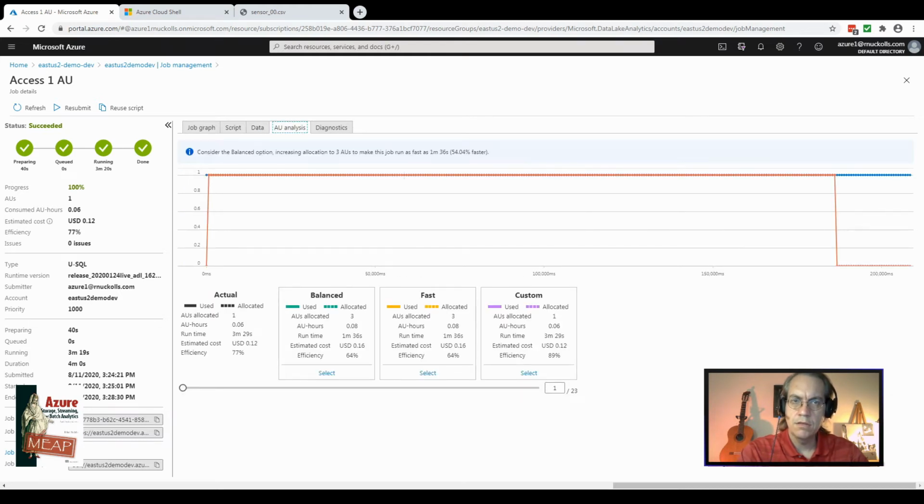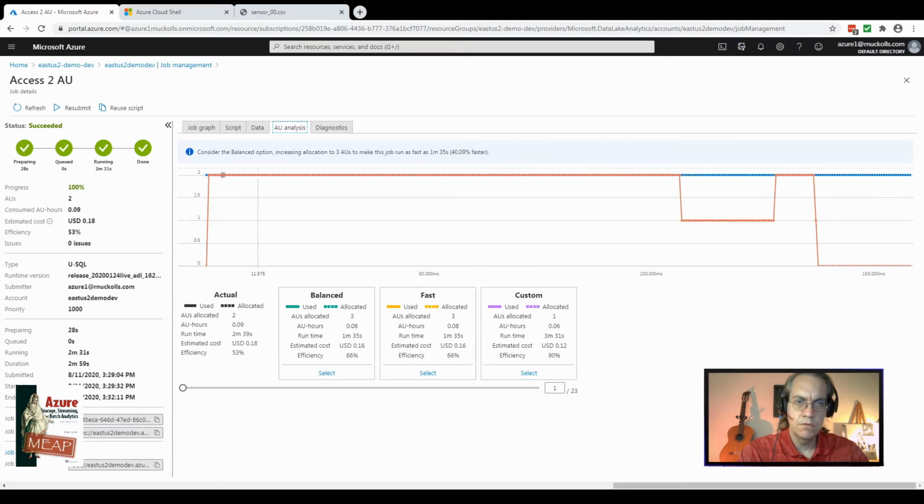Finally, you can take a look at the AU analysis here. You can see that this one was run with a single AU. So in this case, you can see that we ran this job with 2 AUs. That's the blue line here. The red line here is the actual utilization of the AUs within the script. See that for most of the script execution time, we were running with all of the AUs, but for a portion of the time, we only used a single AU.